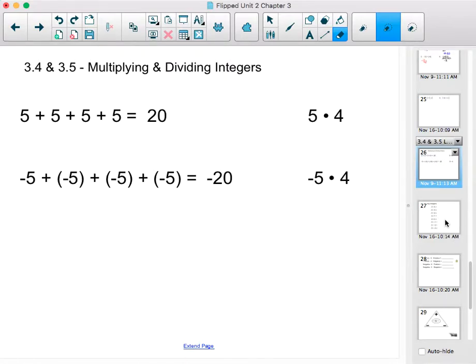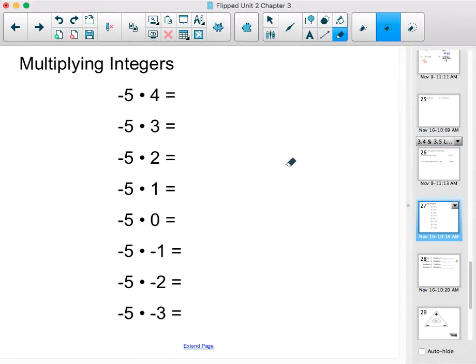Let's take a look at another set of problems that I would like you to solve. These problems you can kind of solve mentally as we go through them. Remember, a negative times a positive is going to get us a negative result. So, negative 5 times 4 is negative 20. Negative 5 times 3 is negative 15. The multiplication is the same.